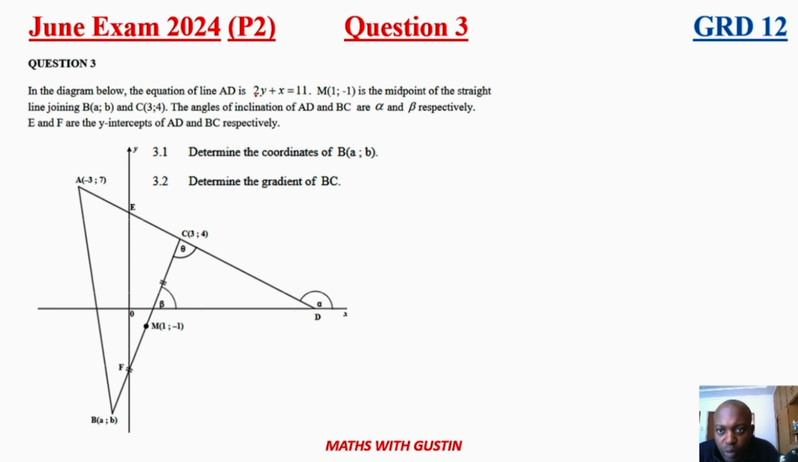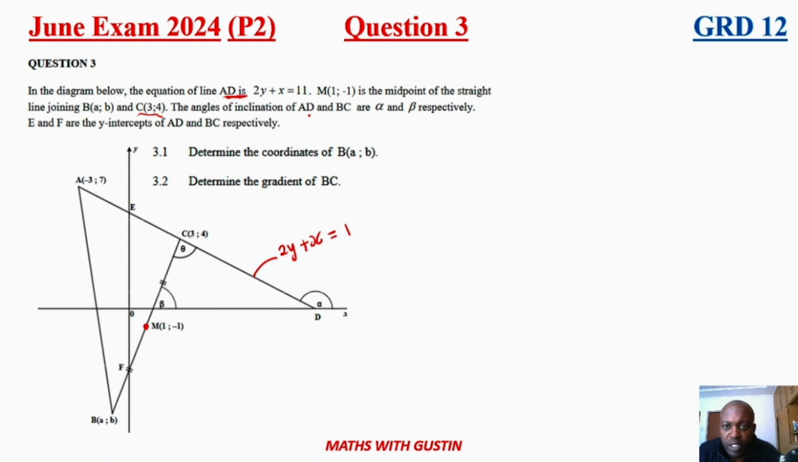In the diagram, the equation of AD, therefore this is the equation of this line, is given by this equation right here, 2y plus x equals 11. And therefore we have M, which is (1, -1), the midpoint of a straight line joined by AC. So we see that midpoint right there, and then they give us the coordinates of B, which is (A, B), and the coordinates of C as well, which is (3, 4).